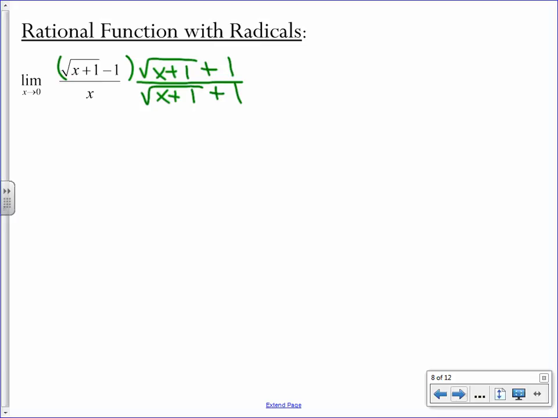Okay? So now, if we multiply by the conjugate, you have A minus B times A plus B. And when we multiply A minus B and A plus B, we get A squared minus B squared. So this becomes the square root of x plus 1 squared minus 1 squared all over this.